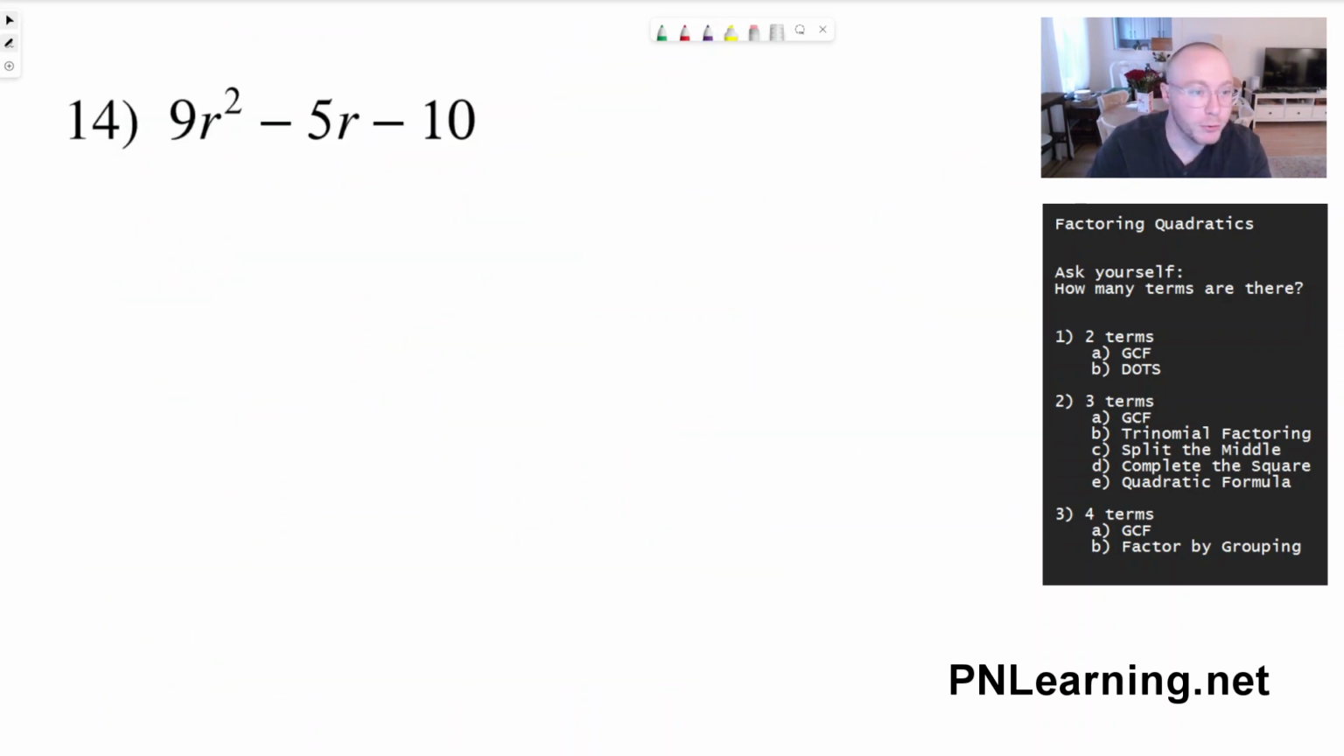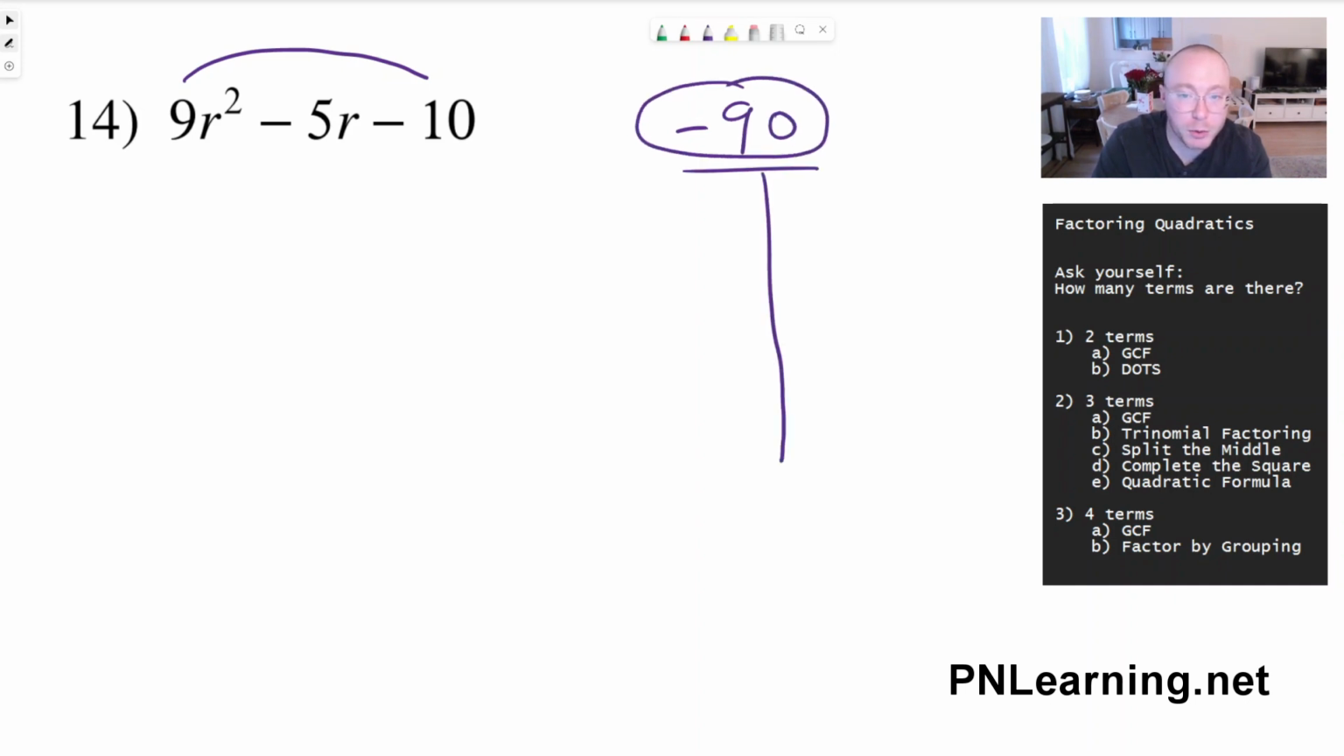All right, here's number 14. It looks like we have three terms and no GCF here, so we're going to try to split the middle again. Let's see, 9 times negative 10, this will give us negative 90. Again, pick up on the fact that for negative numbers, we're looking for a difference, whereas before we had a positive number, we wanted those to add up. So let's see factors of 90 that have a difference of 5.